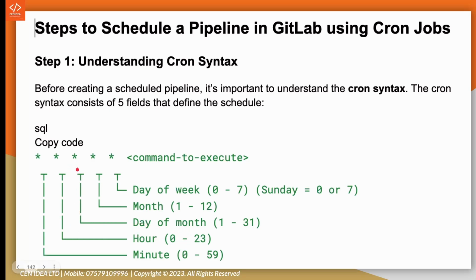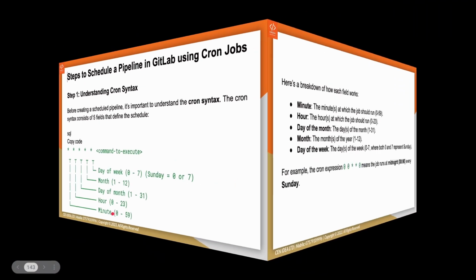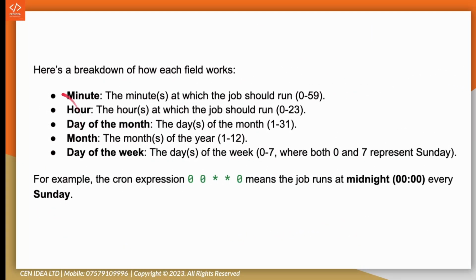The third one will represent the day of the month, and it starts from 1 to 31. Then this is the month, 1 to 12. And then this one is the day of the week. That's what each represents. We will show you typical examples of how to do this in a minute. But before that, here is the breakdown of what I was just talking about.